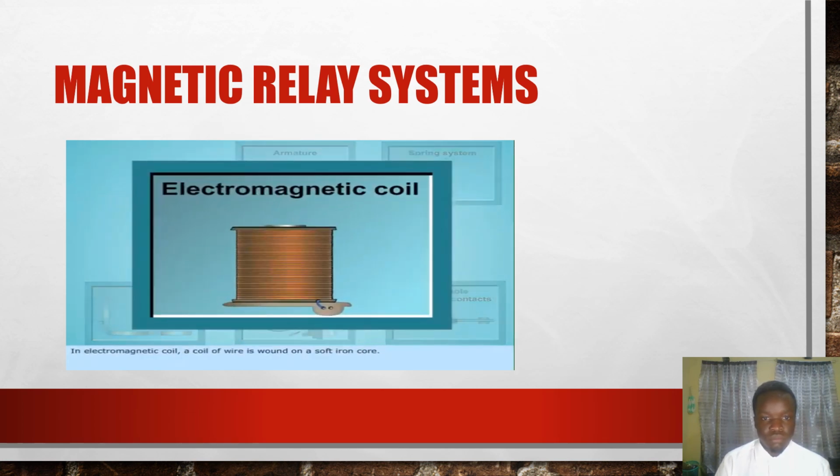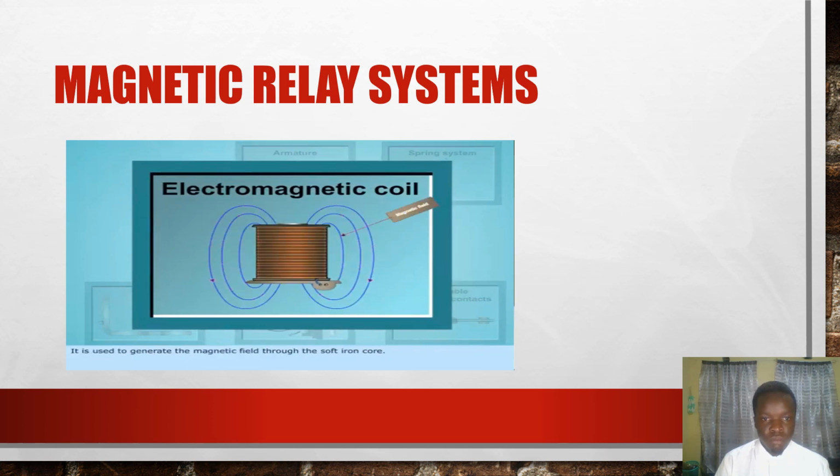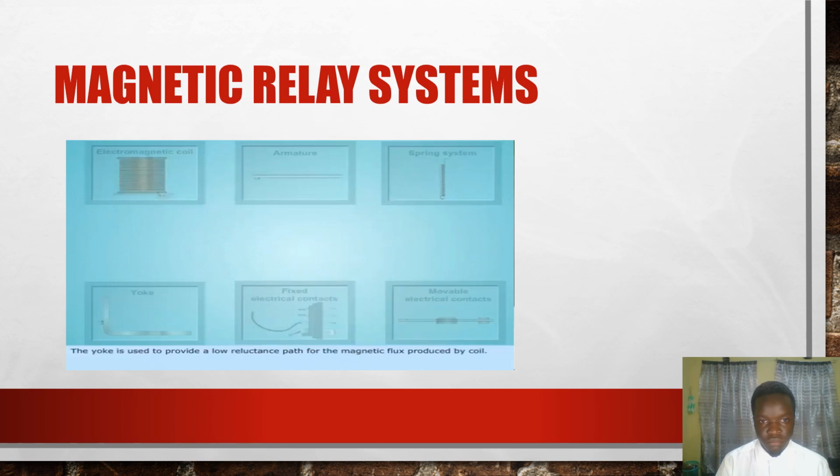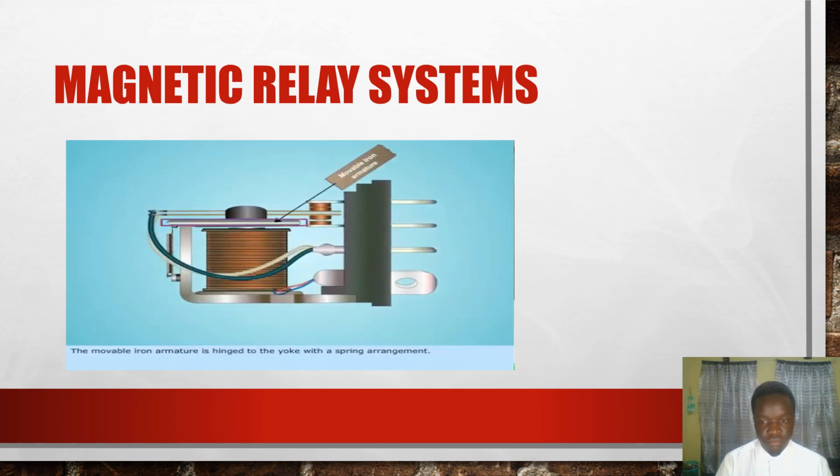In the electromagnetic coil, a coil of wire is wound on a soft iron core. It is used to generate the magnetic field in the soft iron core. The yoke is used to provide a low reluctance path for the magnetic flux produced by the coil. The movable iron armature is hinged to the yoke with a spring arrangement. One or more sets of moving electrical contacts are mechanically linked with the movable iron armature.